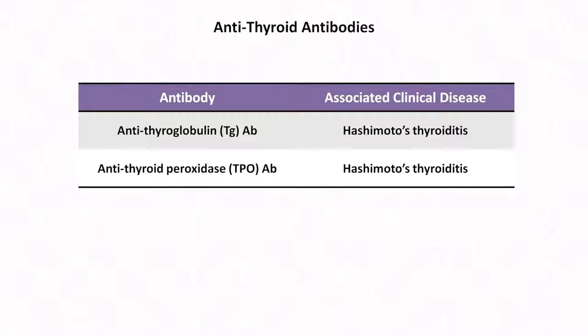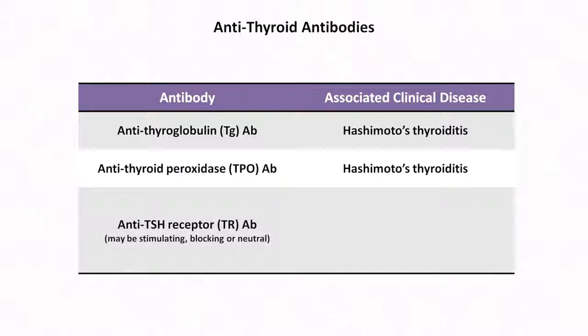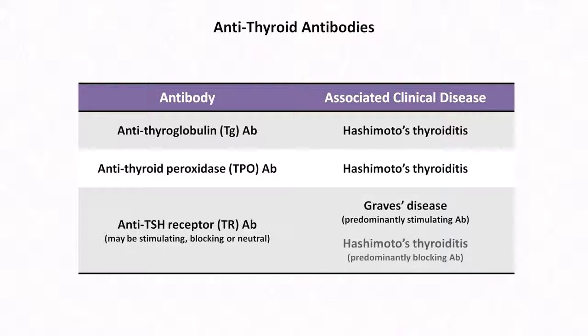The last category of antibody is anti-TSH receptor antibody, of which there are 3 subtypes: stimulating, blocking, or neutral. Graves' disease, a common cause of hyperthyroidism, is due to stimulating anti-TSH receptor antibody, while various anti-TSH receptor antibodies can be seen in different stages of Hashimoto's.